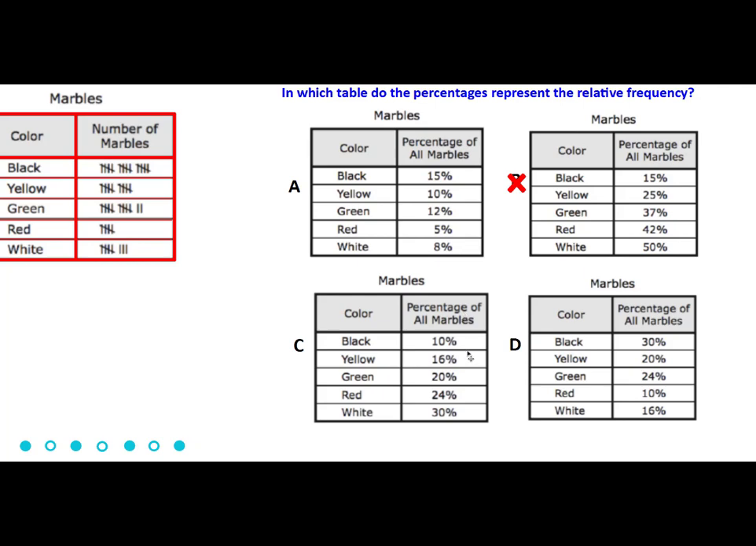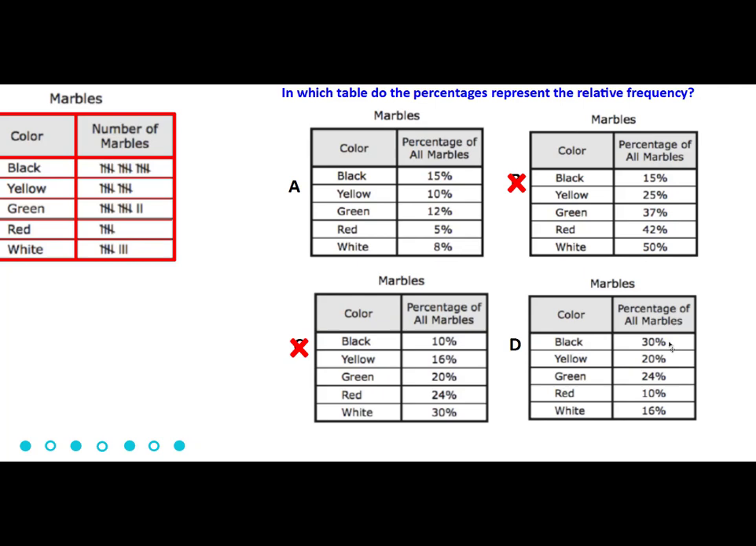Let's go to C. Is black the largest percent? No, it isn't. Again, white is. So I'm going to get rid of that one. And then I go to the last one. And yes, I see that black has the largest percent. So it's either going to be A or B.